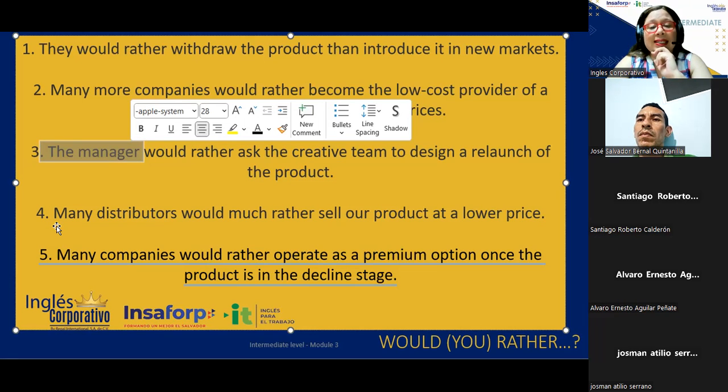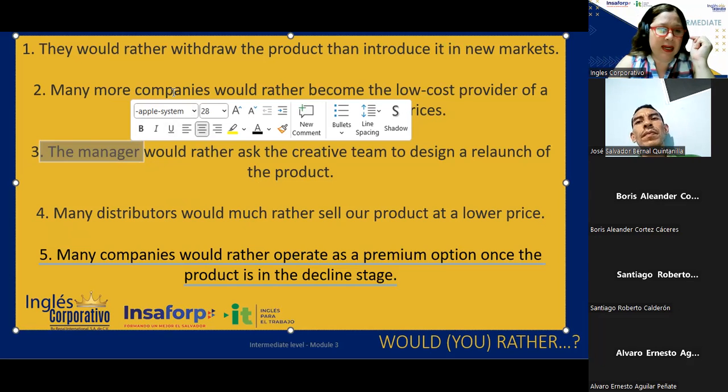Sell, exactly. But we have a quantifier here, right? We have an adverb of quantity. Do you see? And it is right between the would and rather. Would much rather. Preferiría, pero así con énfasis, right? With emphasis, we would say much. As, for example, here we said many more companies.